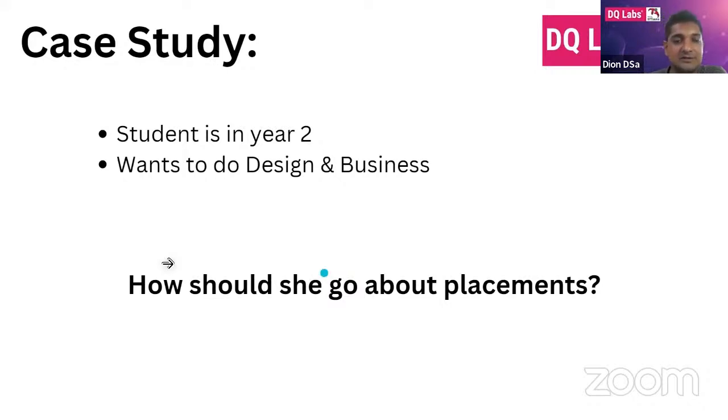All right. So let me give you a case study. There was a parent who reached out to me about a month ago who said, my child is in the second year and she wants to do design and business. What do we do? Right? How should she go about placements? So what I suggested to her is this. For design and business, you need to look at consulting companies. And one of the good consulting companies for design is called Accenture Song, right?